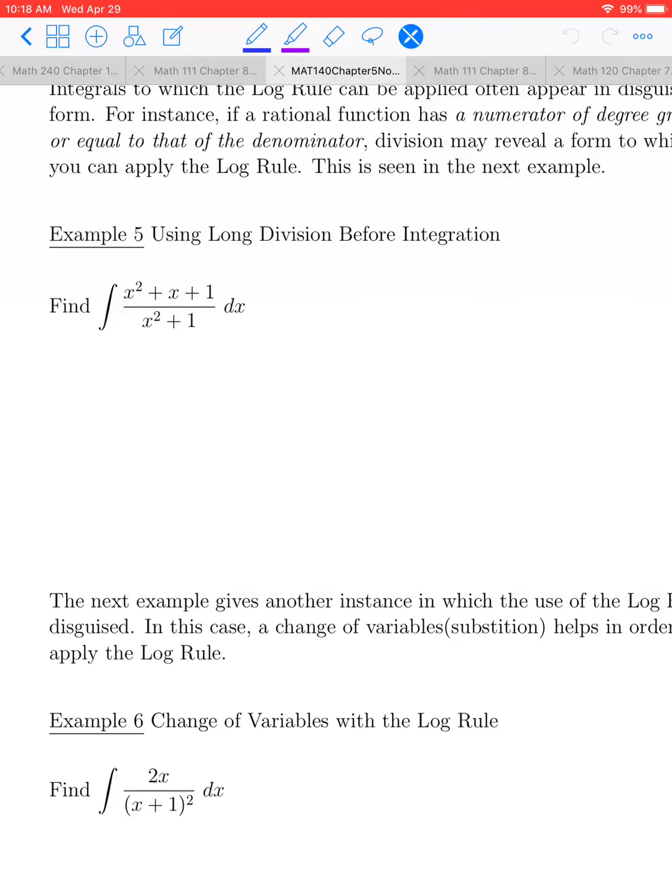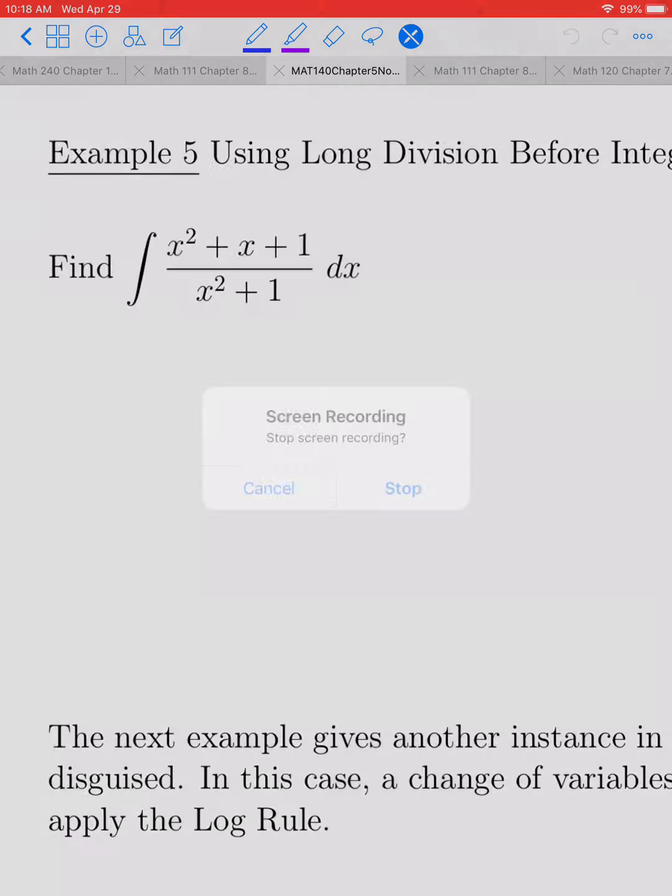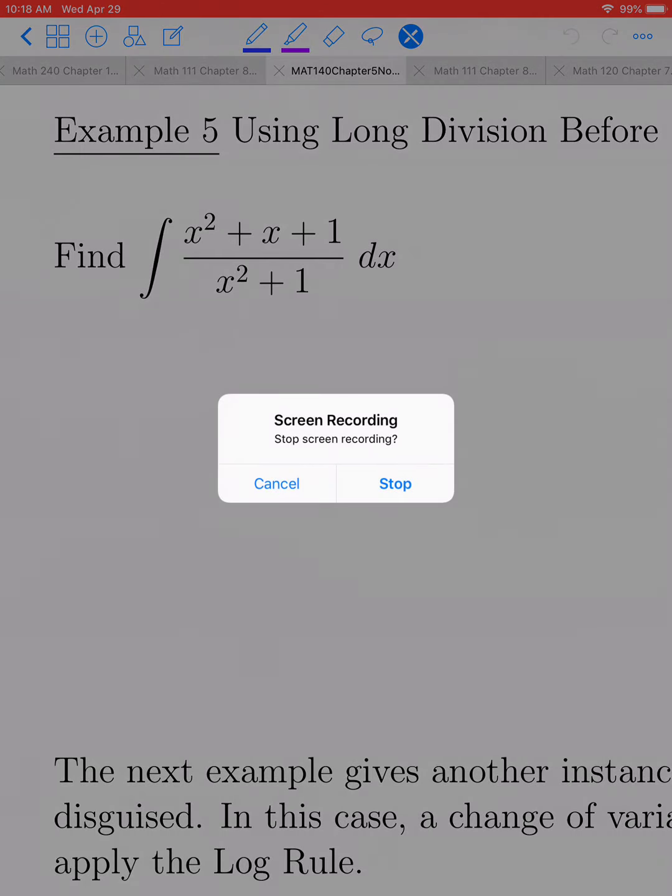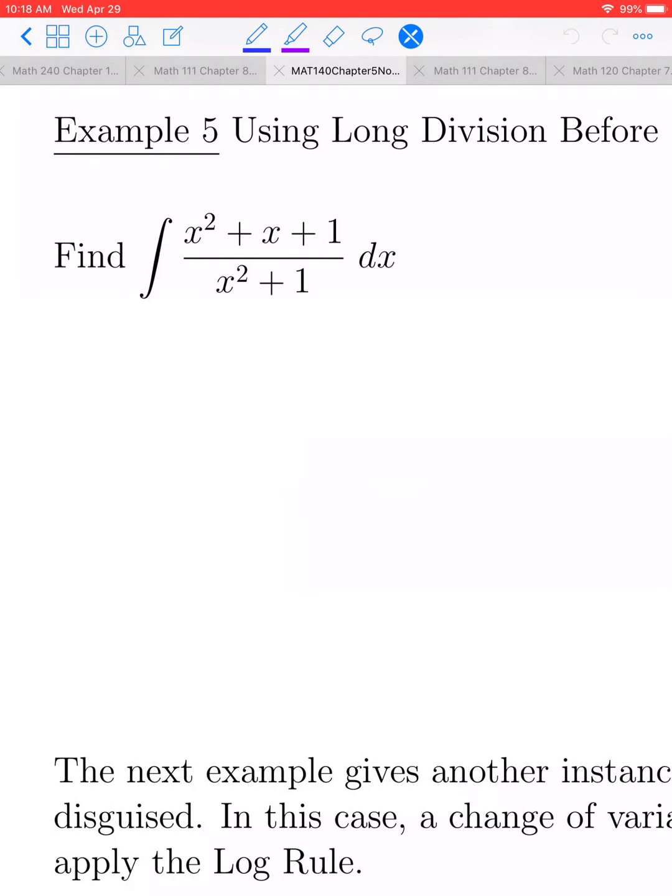The next example we're going to look at is using long division before integration. In example 5, we want to find the antiderivative of x squared plus x plus 1 divided by x squared plus 1. This is a rational function because it's the quotient of two polynomials.